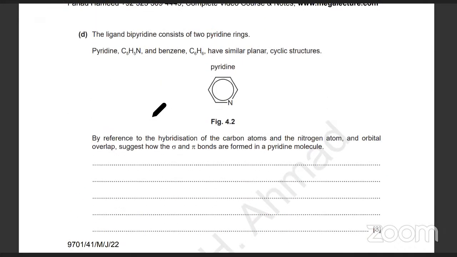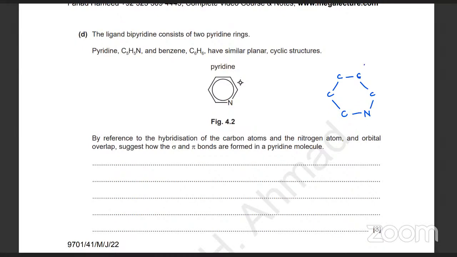So this one: by reference to the hybridization of the carbon atom and the nitrogen atom and the orbital overlap, suggest how the sigma and pi bonds are formed in a pyridine molecule. So how are the sigma and pi bonds formed? It's basically 6 carbon atoms, and there's 1 nitrogen atom as well.